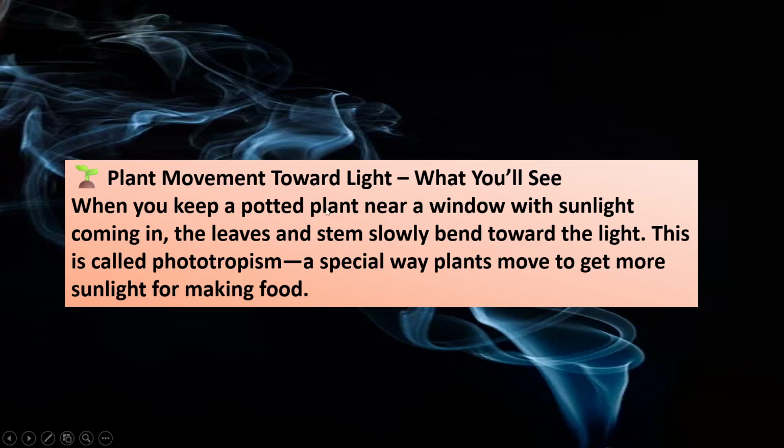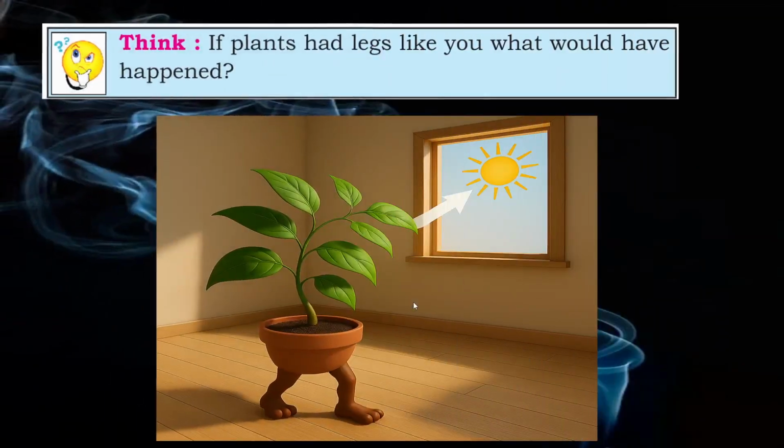Plant movement towards light. What you'll see when you keep a potted plant near a window with sunlight coming in: the leaves and the stem slowly bend towards the light. This is called phototropism. It is the way plants move to get more sunlight for making food.